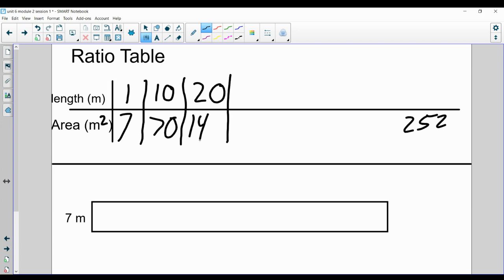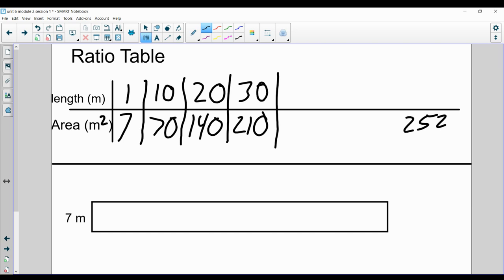Doubling is a nice, quick, friendly way to go about doing this. And we get up to 140. And now I'm going to ask myself, can I double that again? If I did, I would get up to 280, which would be too big. So instead of doubling it, I'm going to put my 10 and my 20 together, and I'm going to try 30. So if I tried 30 for my length, the area, 70 and 140, would actually equal 210.